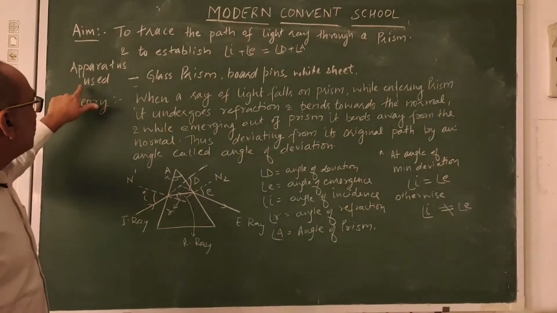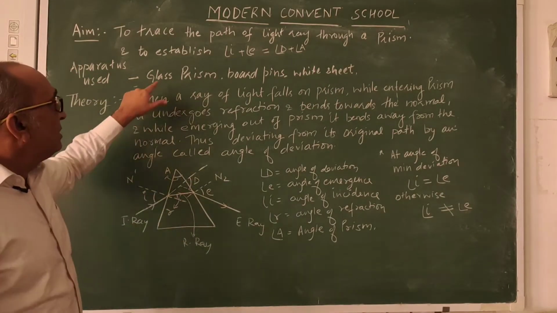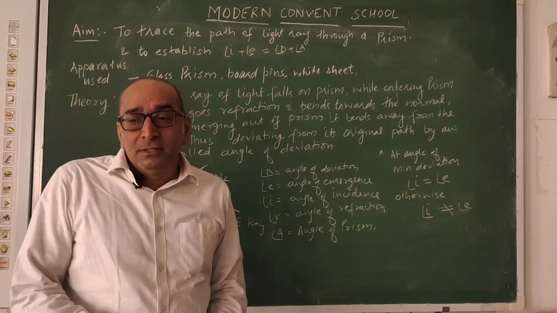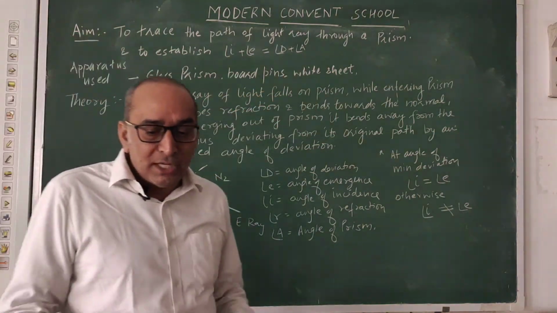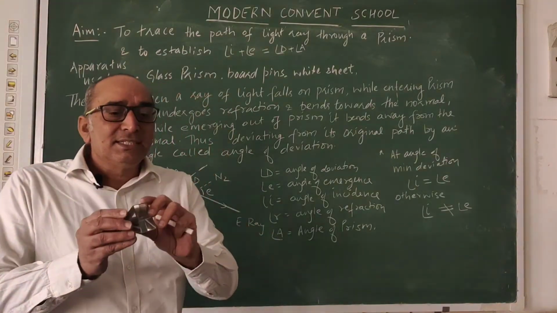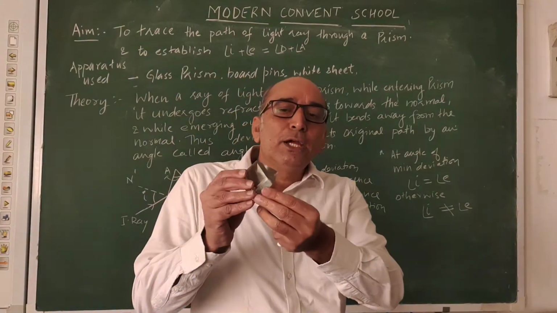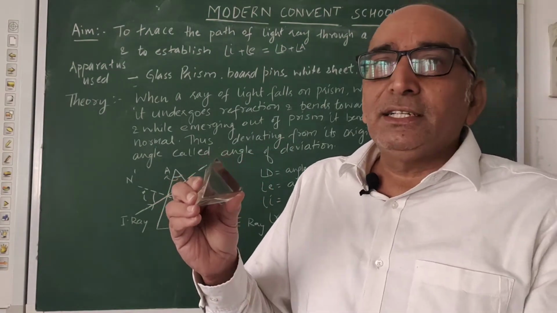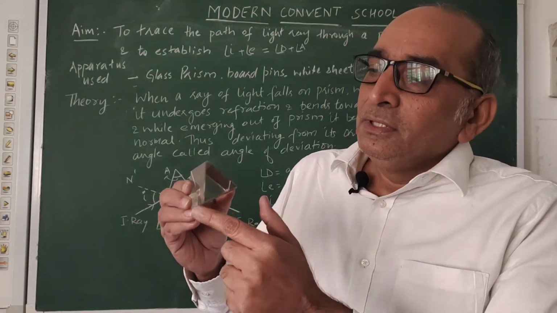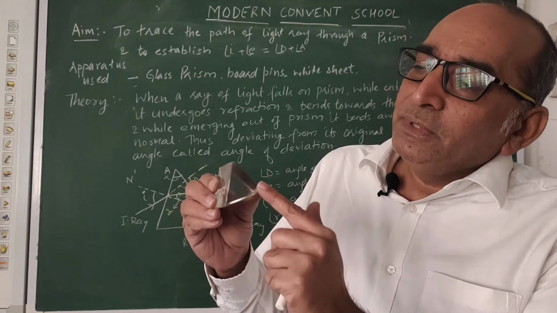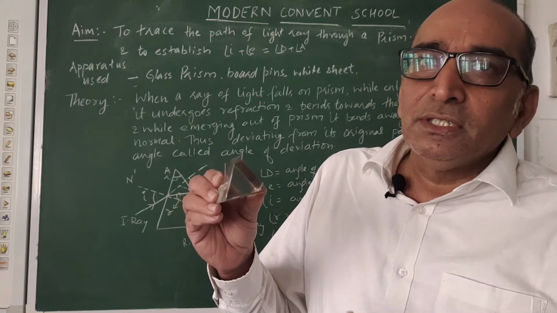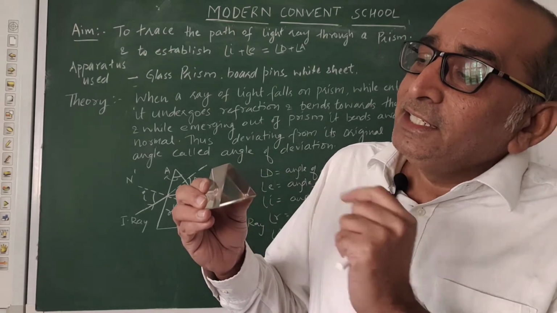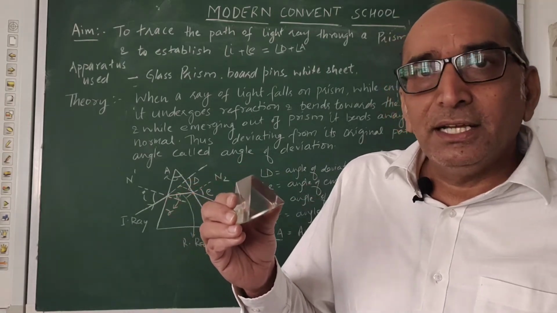The apparatus used for this activity will be a glass prism, board pins, and white sheet. Let me introduce you to the prism. This is triangular prism. Basically, it is equilateral triangular prism. The base of this triangle forms an equilateral triangle and its angle is 60 degree.